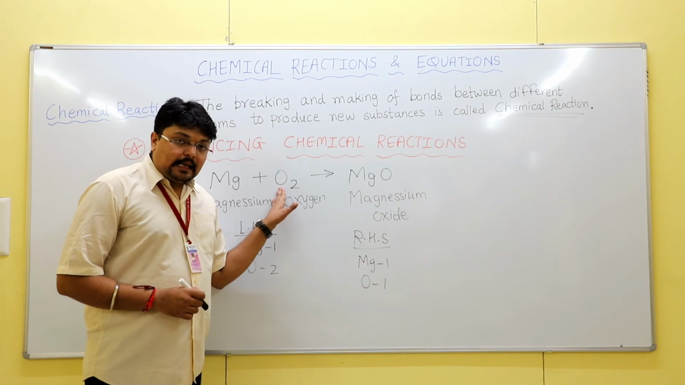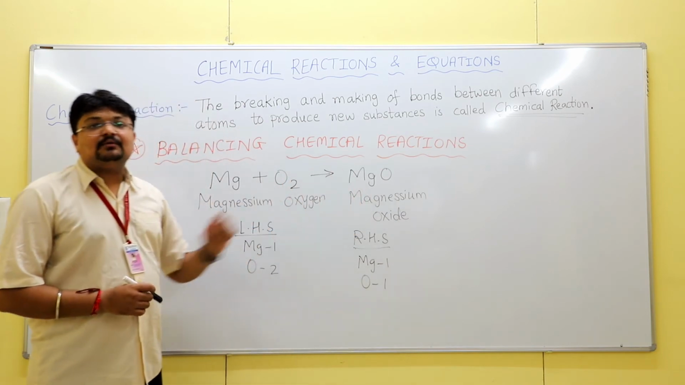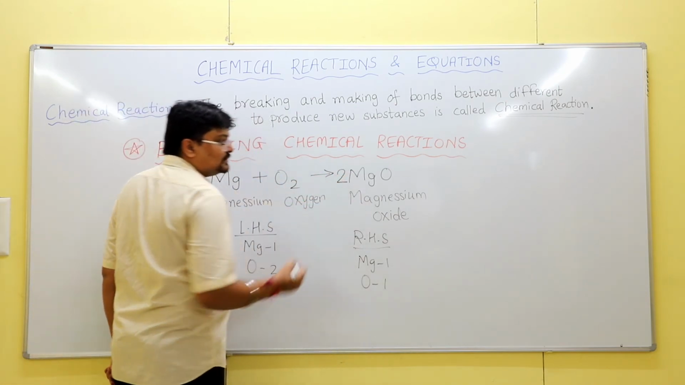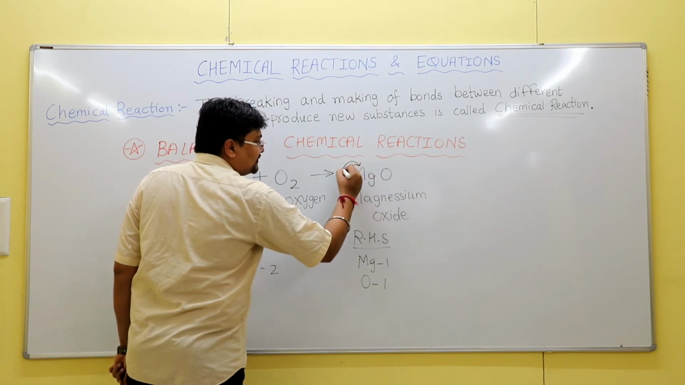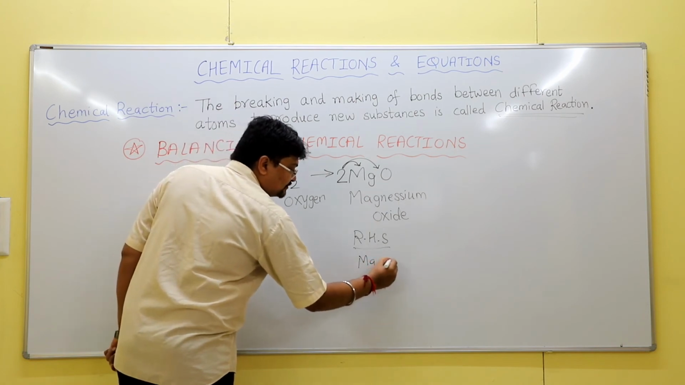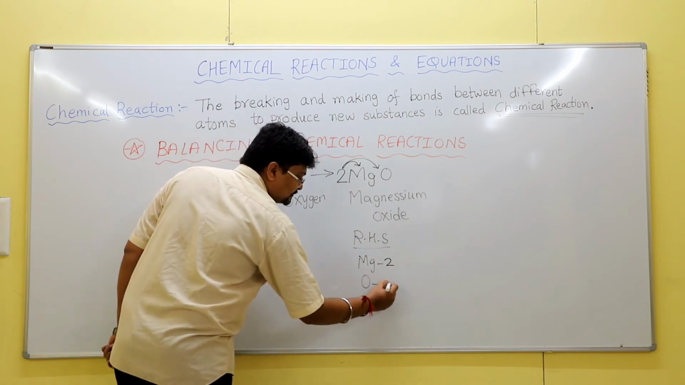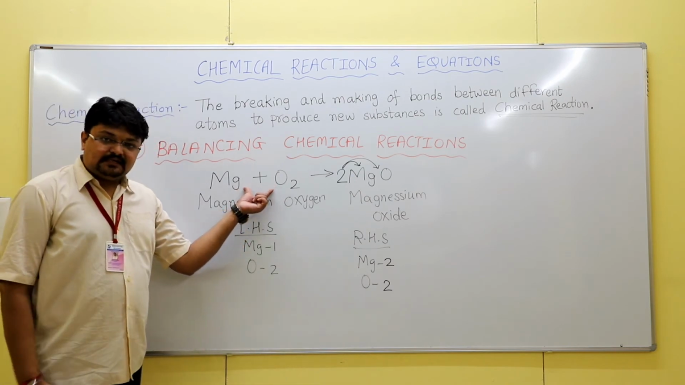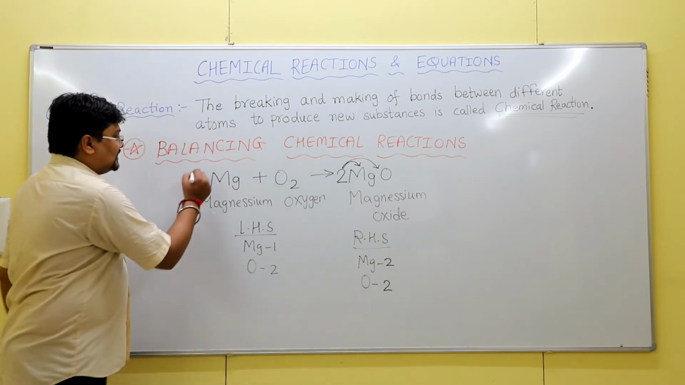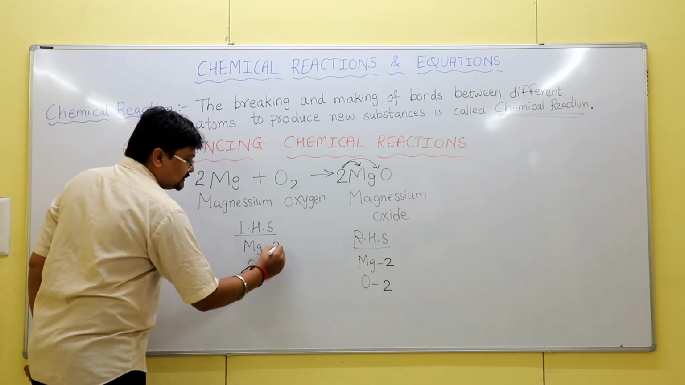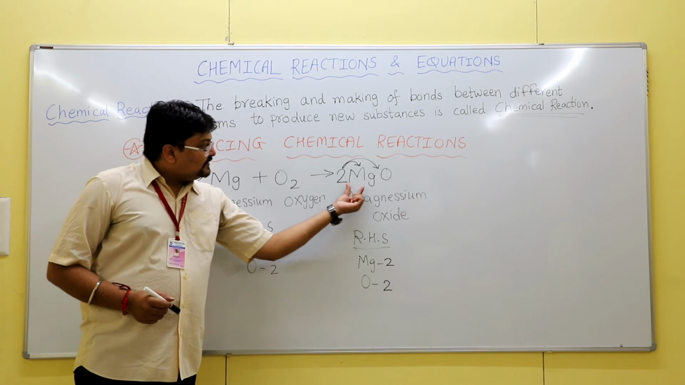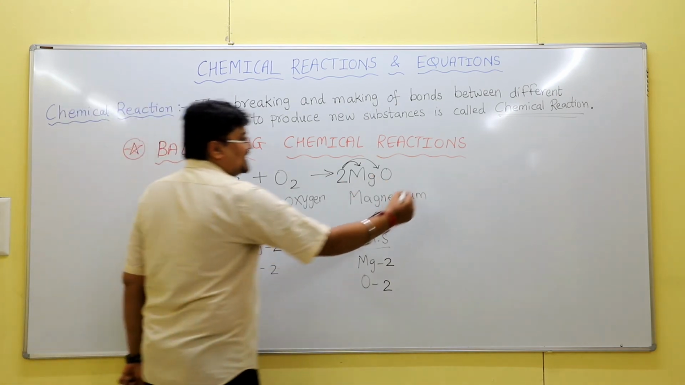We need to keep both the left hand side and the right hand side equal with each other. So let us do it this way. If I keep 2 over here, then 2 is applied to Mg also and 2 is applied to O also. Now by applying it over here, Mg becomes 2 and oxygen also becomes 2. But now on the left hand side, Mg is 1, oxygen is balanced, but Mg is 1. So what I will do, I will just give coefficient 2 over here. Now if you see, it is a balanced chemical reaction. 2Mg plus O2 gives 2MgO. So now it is a balanced reaction.